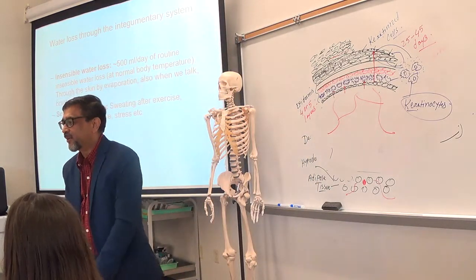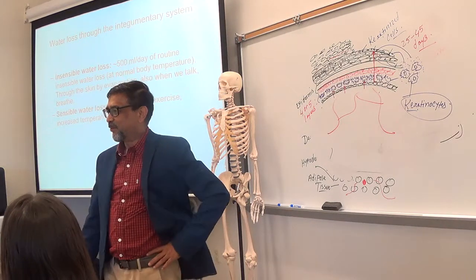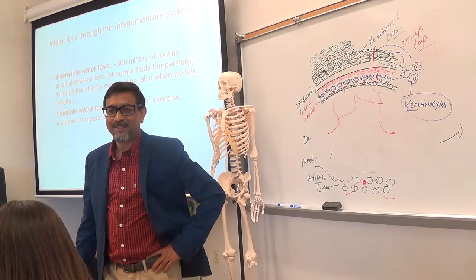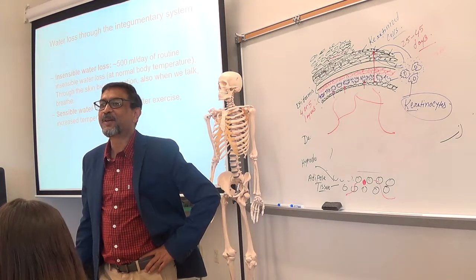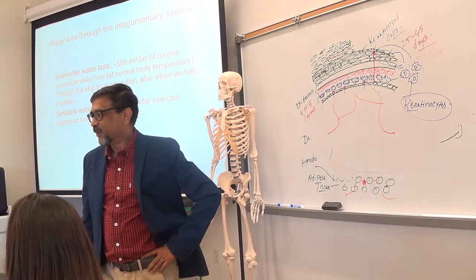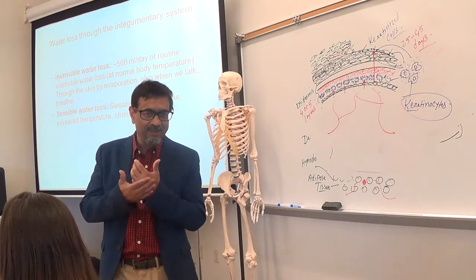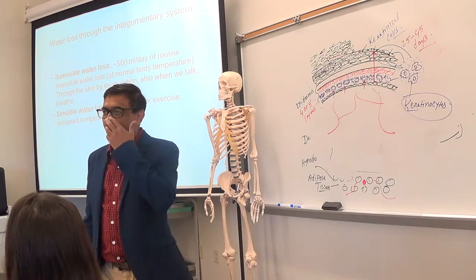So tell me, what is the most visible way of water loss? Sweating is one, and another, a lot of water gets out, is urine. Urine, very good. So those are sensible, right? When sweating occurs, you feel, you see, and urination, of course, you see, right?